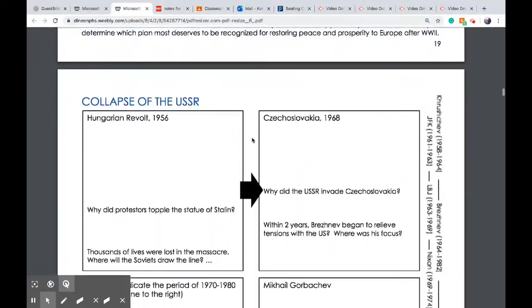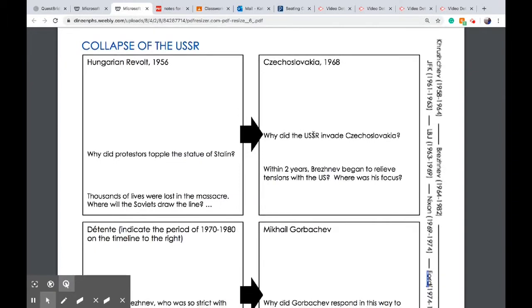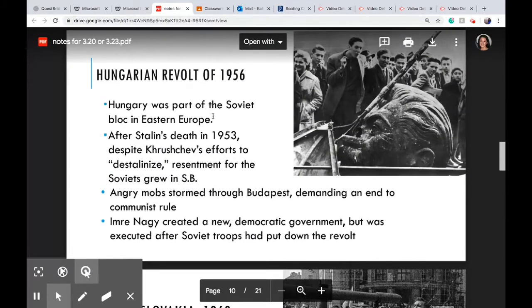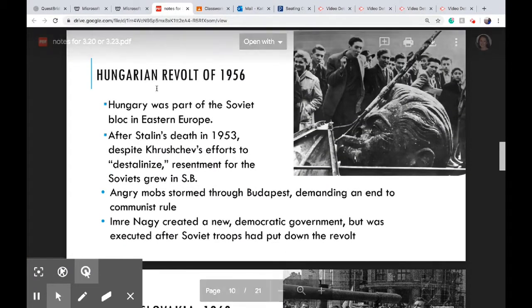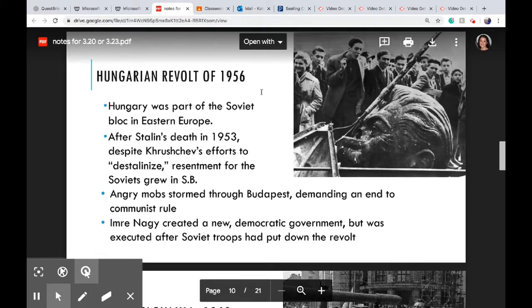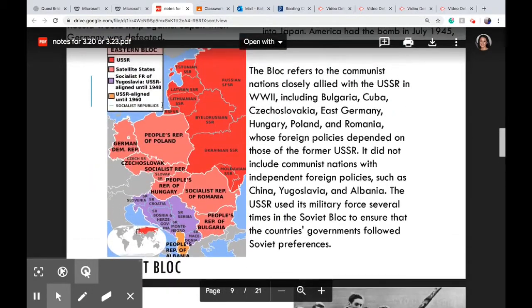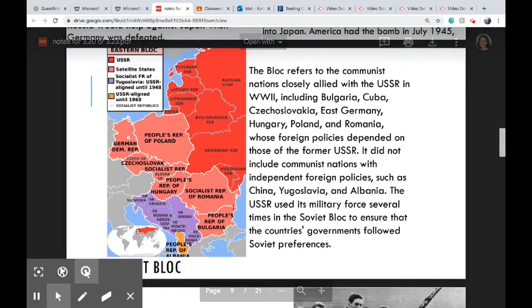So as soon as you finish page 19, we have notes for pages 20 through 22 on the collapse of the Soviet Union. Pause the video as needed to answer the questions that go along with each slide. We'll start with the Hungarian Revolt of 1956. This was the first of many revolts against Soviet rule that we saw throughout the Soviet bloc following World War II.